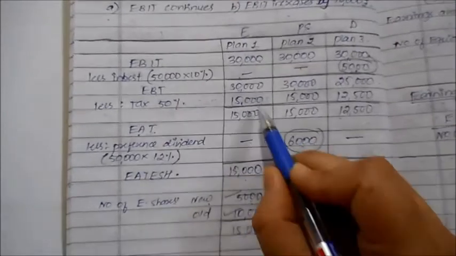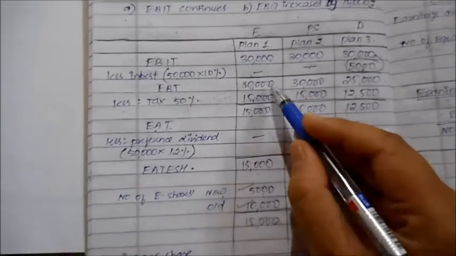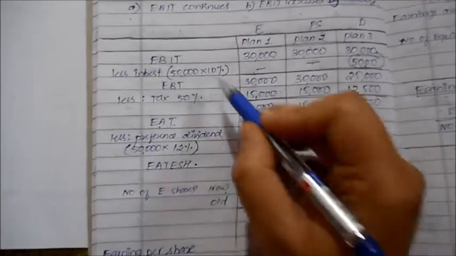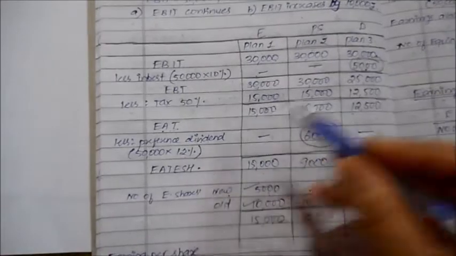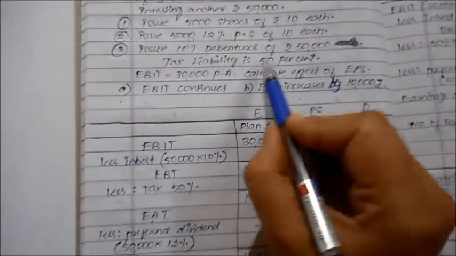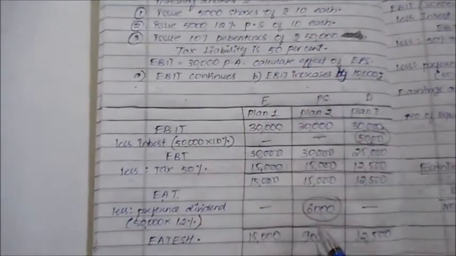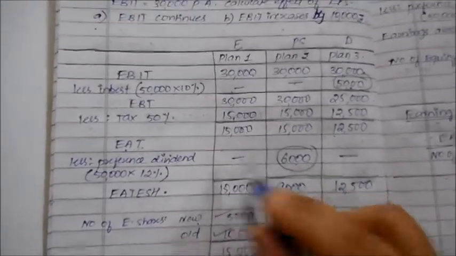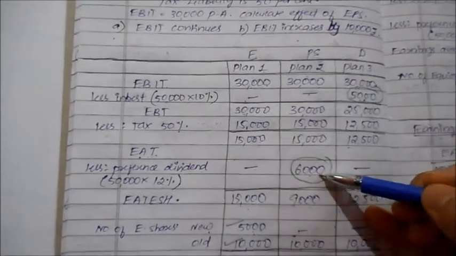Similarly, next is tax: 15, 15, 12.5, 50% on the respective EBT. If you deduct these two, you will arrive at earning after tax. After tax means interest is given, government is given, and preference dividend is what is pending. So preference dividend becomes a component of only the second one. Now what does preference dividend say? 50,000 into 12% will give you 6,000. So 6,000 will be given to only plan 2, neither plan 1 nor plan 3, because we are raising in the form of preference capital only for the second plan.